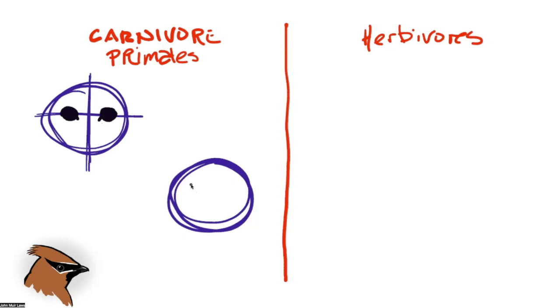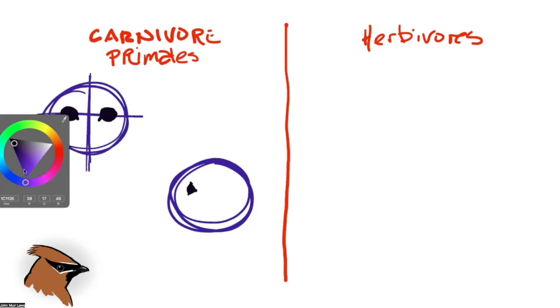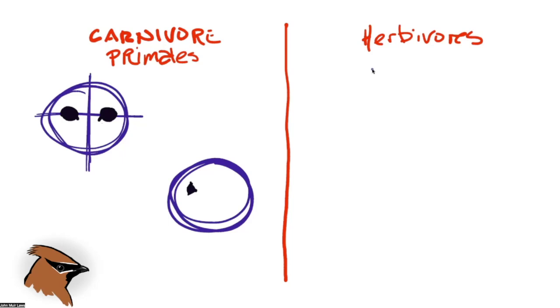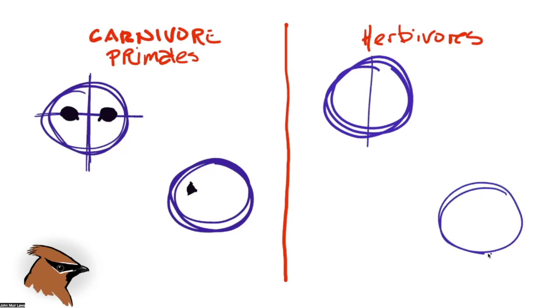From the side, you are looking at the side of the eye. Let's contrast that with what we're going to see with the herbivores. From the front, here's the middle of the face. There's our side.